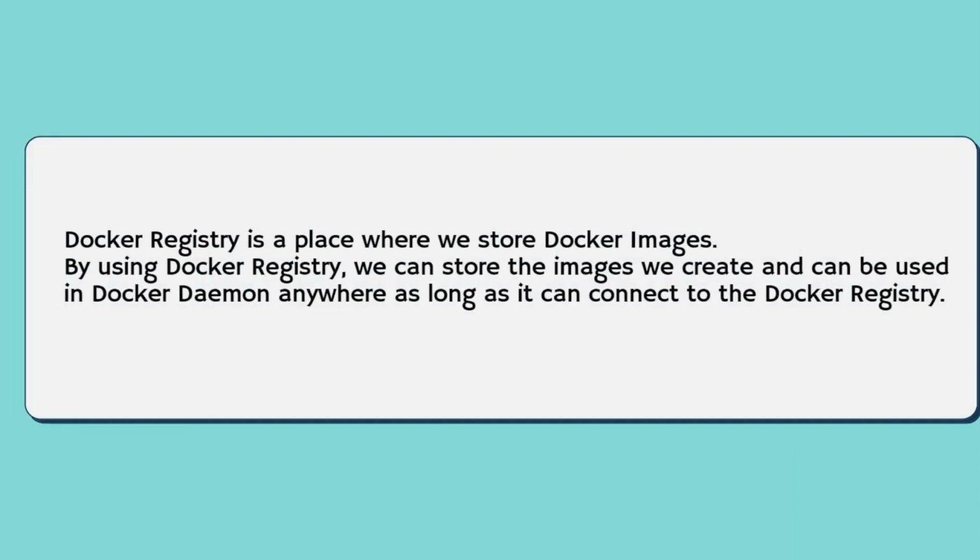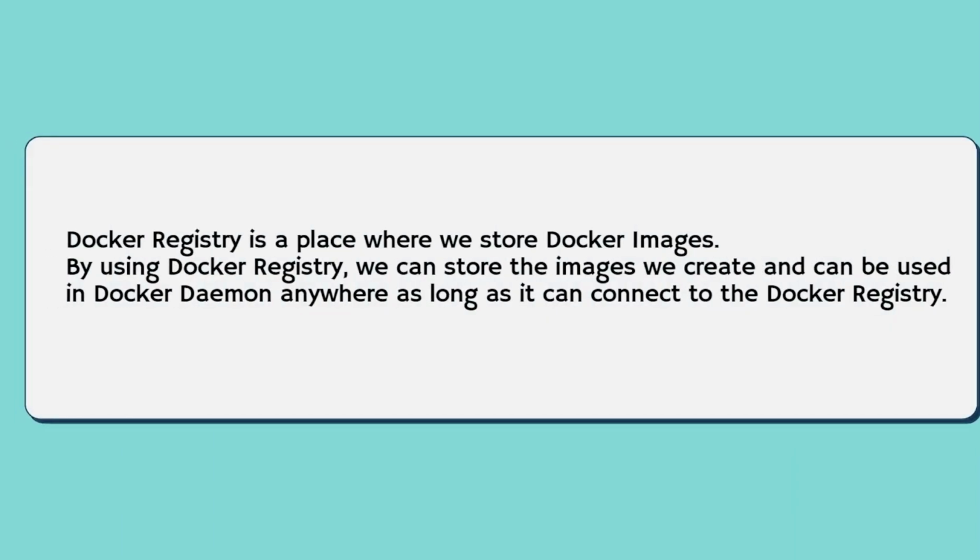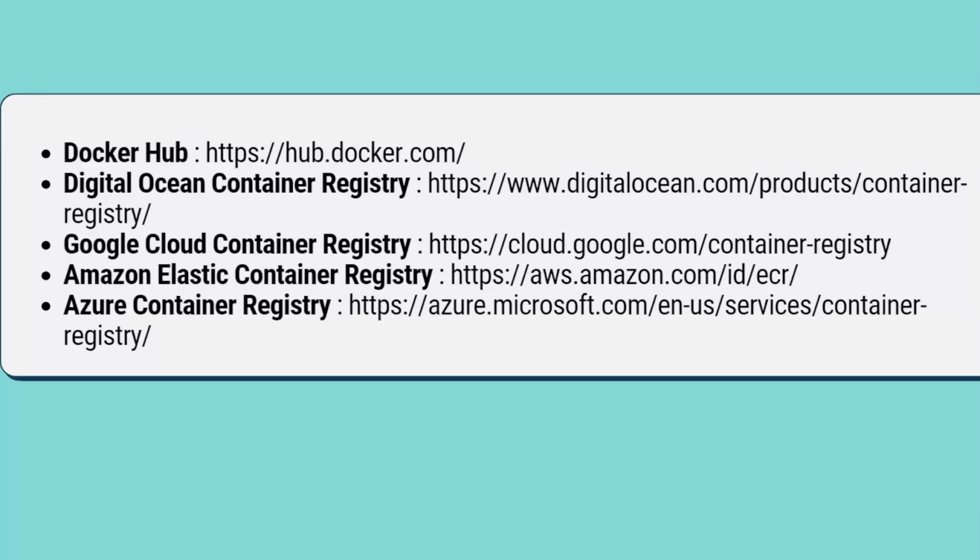Docker Registry is a place where we store Docker images. By using Docker Registry, we can store the images we create and can be used in Docker daemon anywhere as long as it can connect to the Docker Registry. In the Docker ecosystem, there are many Docker registries that provide storage and distribution services for container images. Some popular examples of Docker registries include Docker Hub, DigitalOcean Container Registry, Google Cloud Container Registry, and many more.